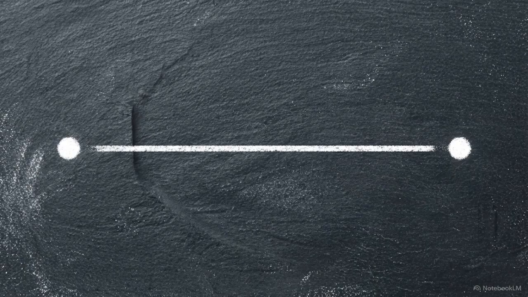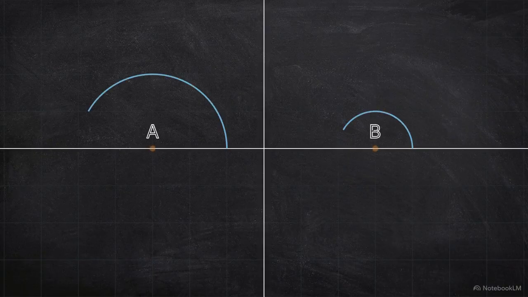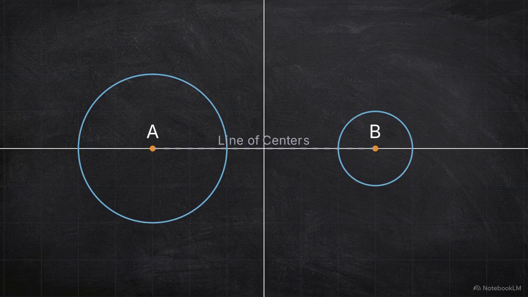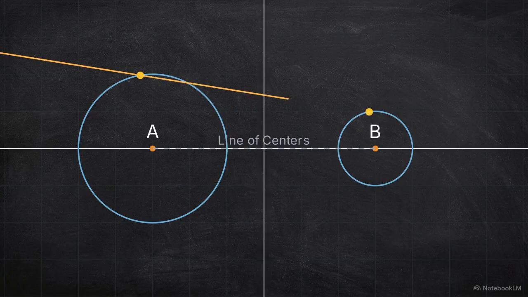When mapping a two-circle system, the foundational metric is the line of centers. The line of centers is the primary invisible axis spanning the spatial gap to directly connect the exact center point of circle A to the center point of circle B. From this axis, we introduce the concept of the common tangent. A common tangent is a single straight line capable of grazing the outer boundaries of two entirely separate circles at the exact same time.